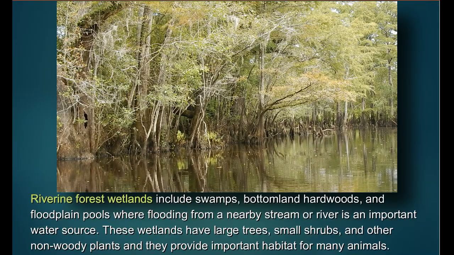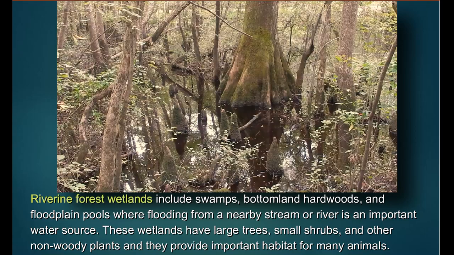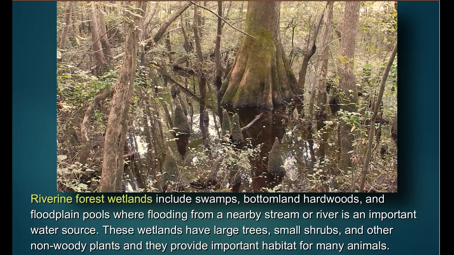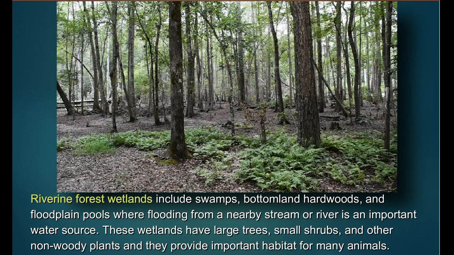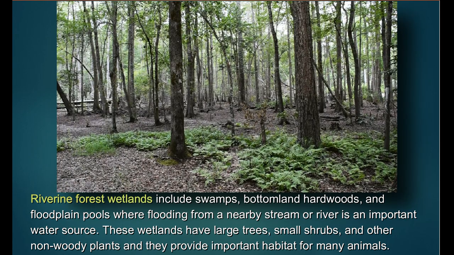Riverine forest wetlands include swamps, bottomland hardwoods, and floodplain pools, where flooding from a nearby stream or river is an important water source. These wetlands have large trees, small shrubs, and other non-woody plants, and they provide important habitat for many animals.